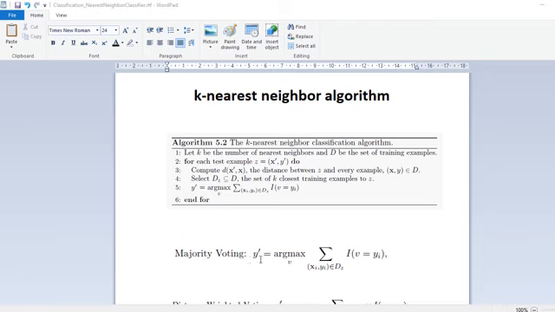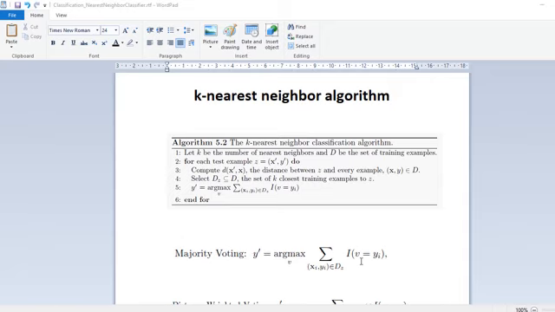What does it say? y prime is equal to arg max over v of the summation over (xi, yi) belonging to this Dz, the subset of D, of this indicator function I. Here small v is a class label and yi is the class label for one of the nearest neighbors, and I of this is an indicator function that returns the value 1 if its argument is true and 0 otherwise.